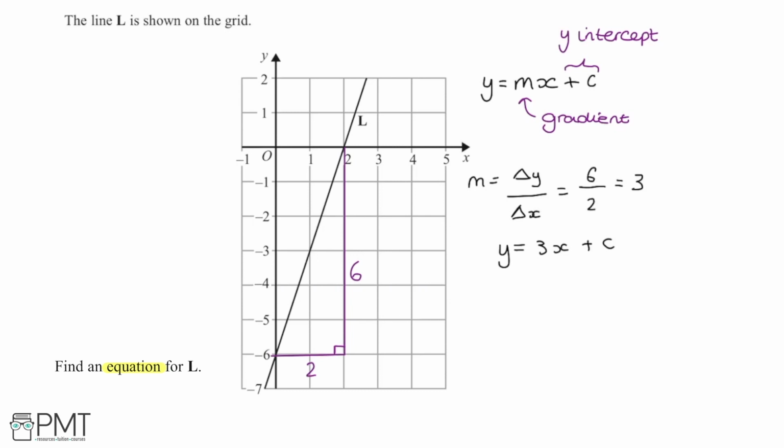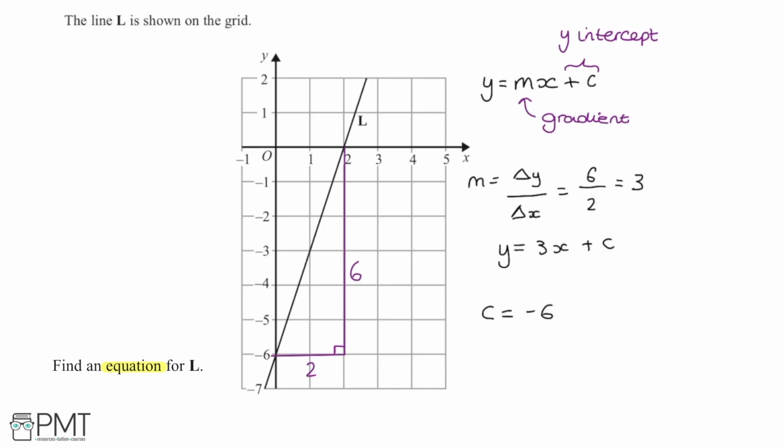Now there's a couple of different ways we could work with this. We could substitute in a value of x and y that's on the line, so a coordinate, and work out the c by just rearranging that. Or we can simply look at the graph and find the y-intercept, so the c value here. The y-intercept is when x is equal to 0 on this line, on the y-axis, where that meets the line L, which is here at -6. So c is going to be equal to -6.